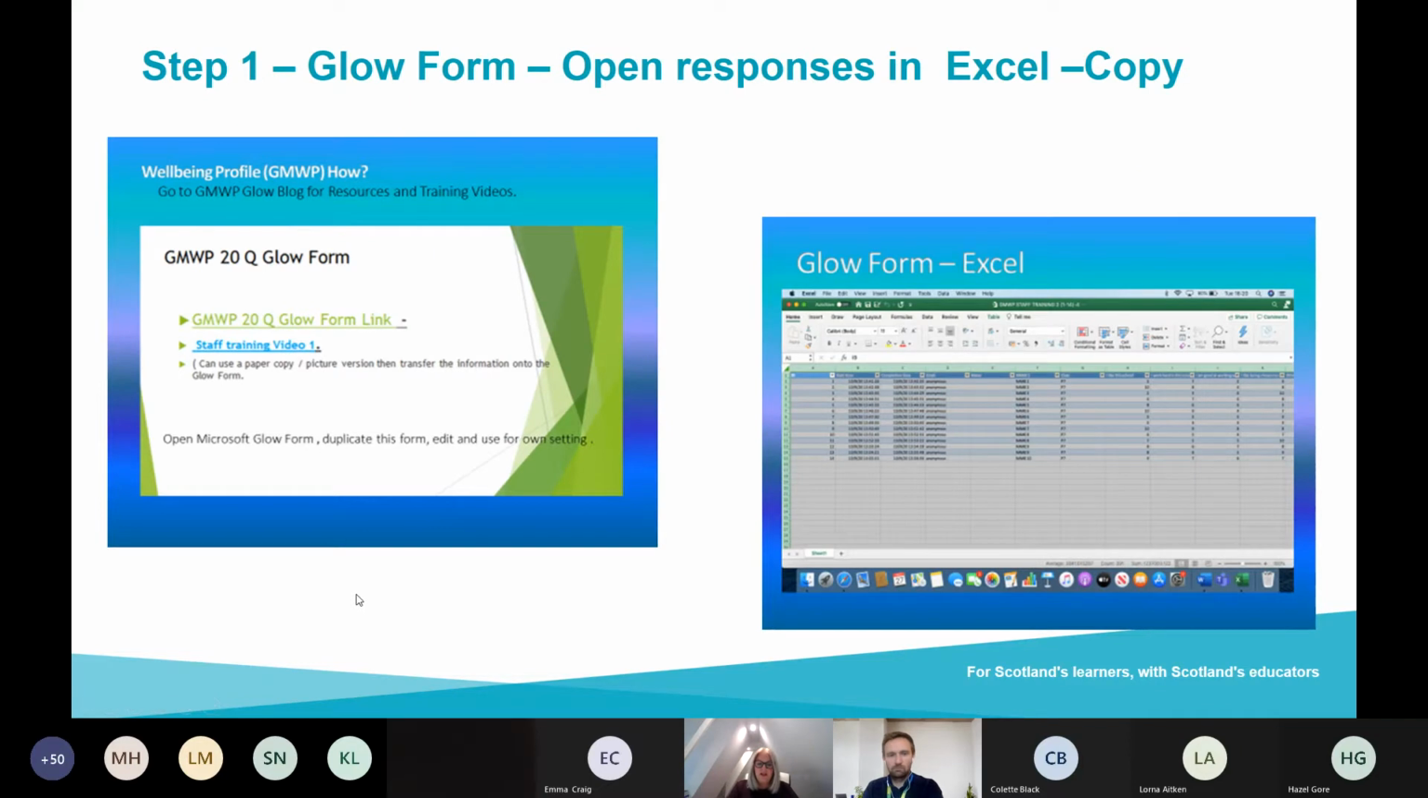So how to get started in a very simplified format. We have two steps. So we open up the Glow form. It has a set of 20 questions. When we have collated this information, we click a button and it opens the responses in Excel. And at the right-hand side of the slide, this is an example of what the Excel will look like from the Glow form. And we just click copy. And moving on to step 2.